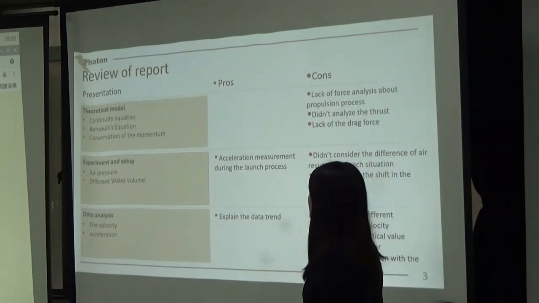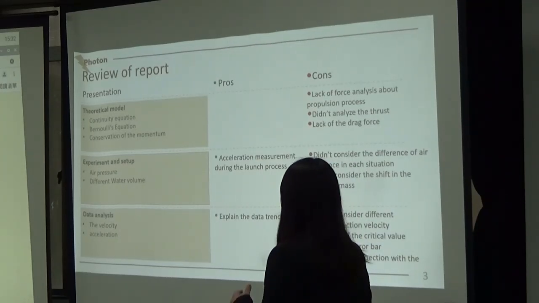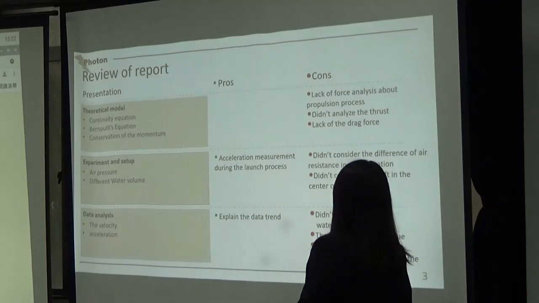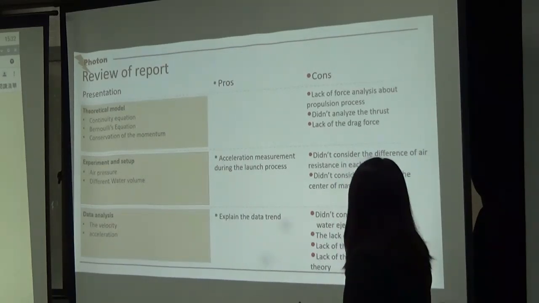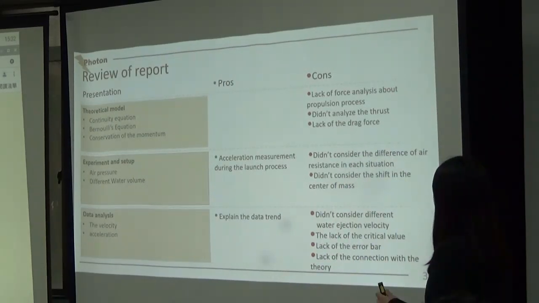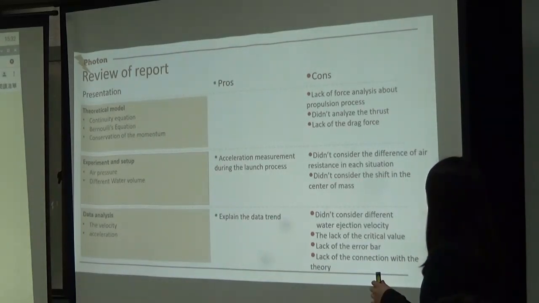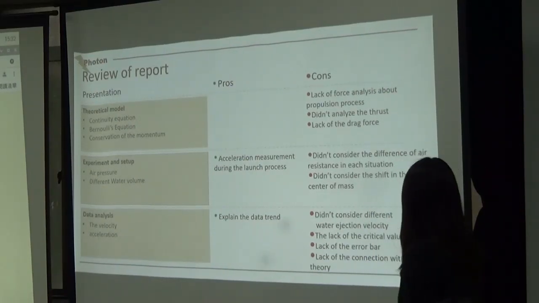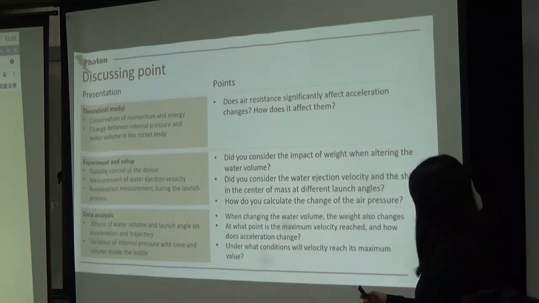About the data analysis, he got the data about the velocity and the acceleration during the lift-off process. He explained the data trend, but he didn't consider different water ejection velocity. There is a lack of control variables because he used the water volume as his manipulated variable, and a lack of error analysis, and a lack of connection with the theory.